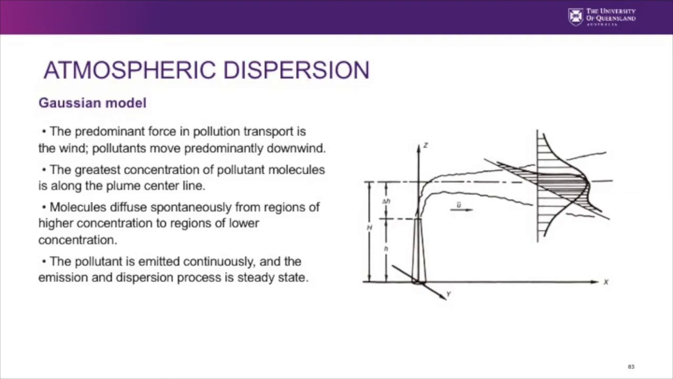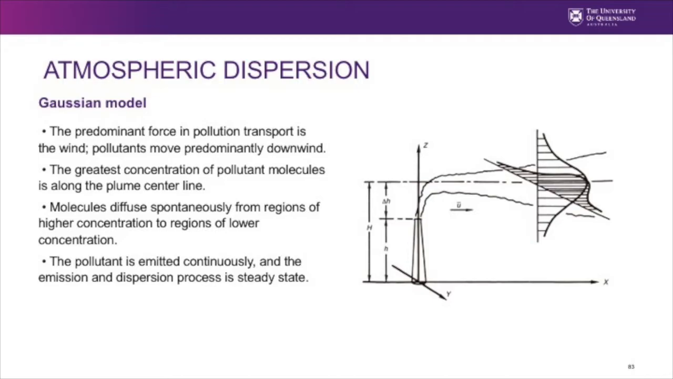The main characteristics of these models are that we assume there is a predominant force in air pollution transport, and this is the wind, and that pollutants move predominantly downwind. Also, the other assumption is that the greatest concentration of pollutant molecules is along the plume center line. Also, molecules diffuse spontaneously from regions of higher concentration to regions of lower concentration.